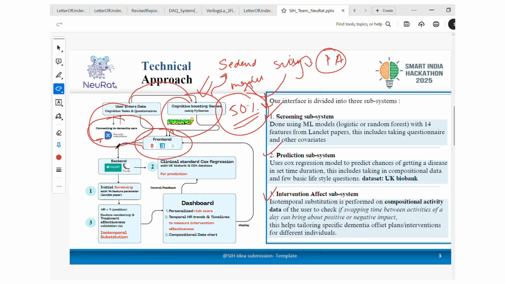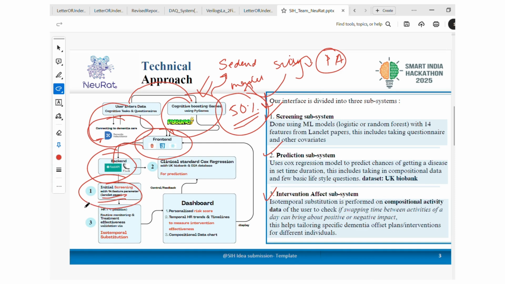Once we have got this done, the user enters data and plays games, it's all in the front end, and then this goes to the back end, and what is important here is that we directly screen initially. We are using the factors mentioned in the Lancet paper. It's a very popular paper for screening. We're using the same factors and modifying a few things ourselves.